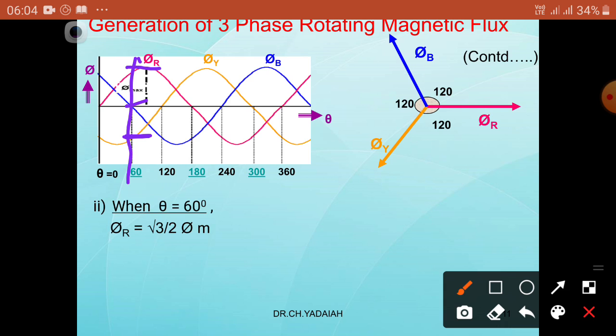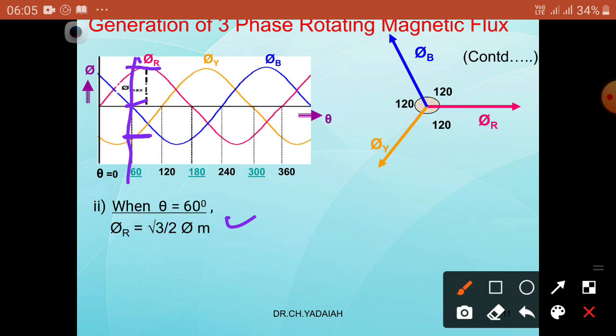Now in this case, what happens? The B phase becomes 0 at that instant. The Y phase goes on increasing in the positive direction, but it is negative. Whereas the Y phase goes from 0 increasing to its maximum value. At that instant, at 60 degrees, what is the value? Then phi r, the same, we take this equal to 60. So what is the formula? The phi r is equal to phi m sin theta. Here theta is equal to 60 degrees, so sin theta is equal to root 3 by 2. This is the thing we are going to take here.